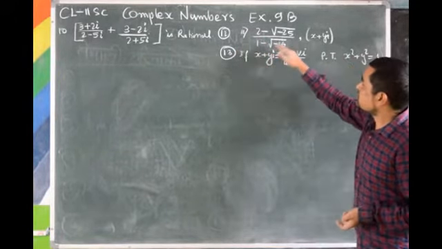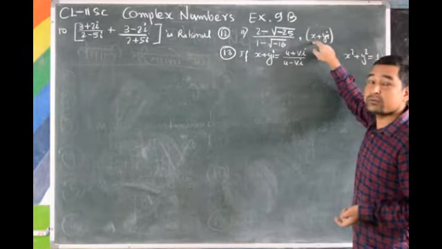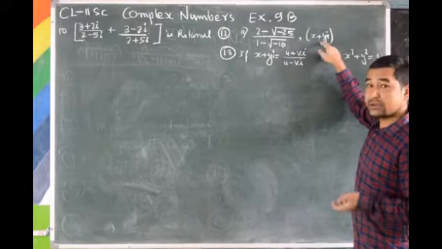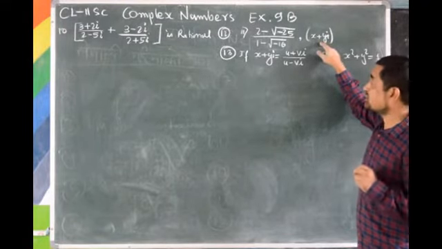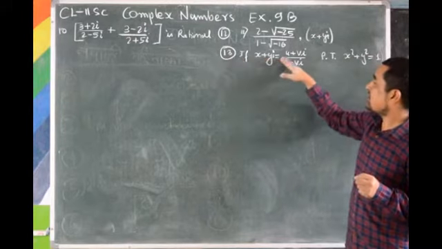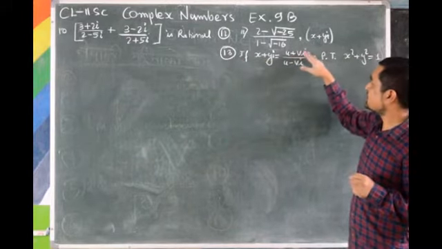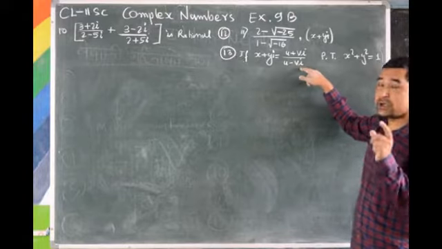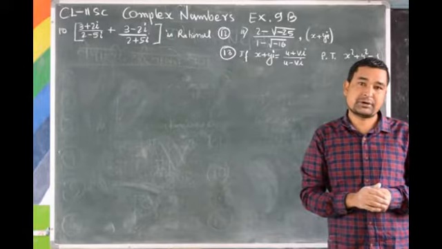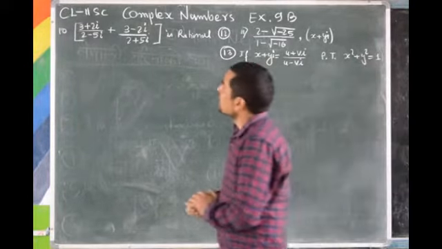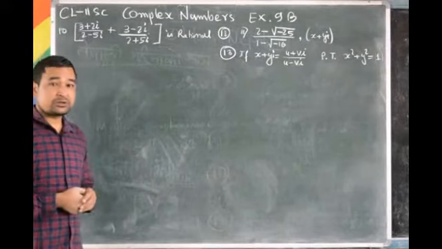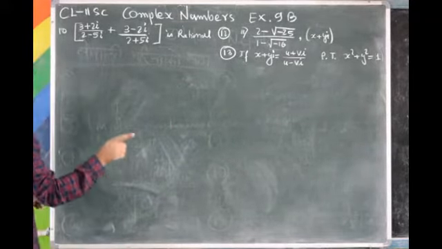In question number 12, the question asks to convert this expression into the standard form of complex number, that means x plus yi. It is there in the textbook. Just read the questions. Then question number 13: if x plus yi equals u plus bi over u minus bi, prove x square plus y square equals 1. Now let's solve one by one, and I will explain by solving these questions. Now let's start.